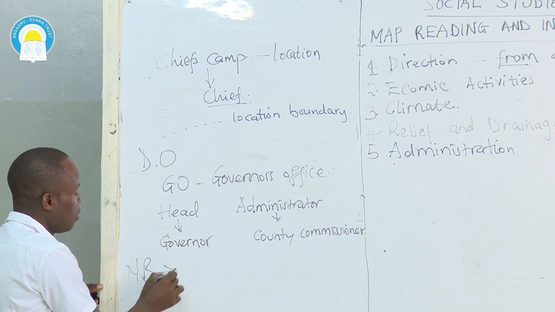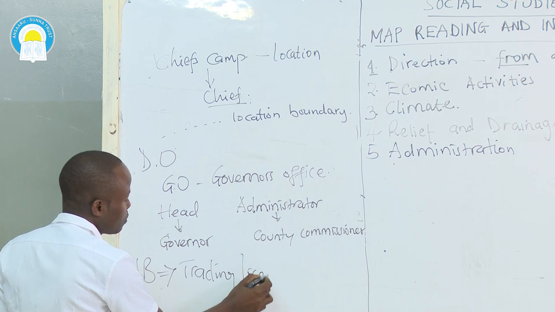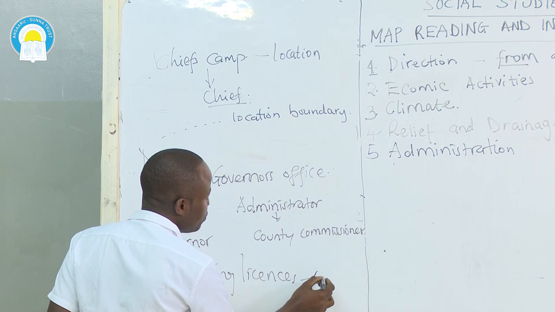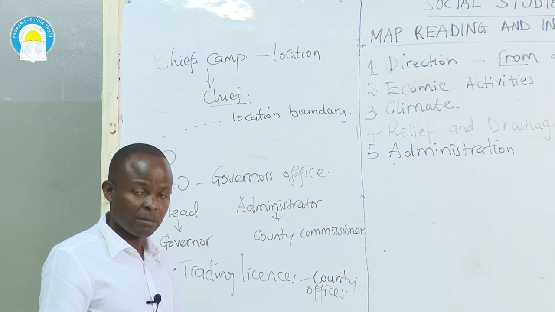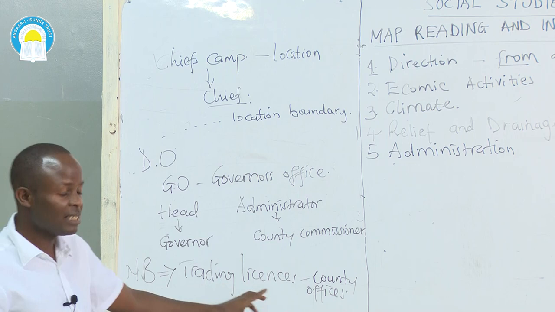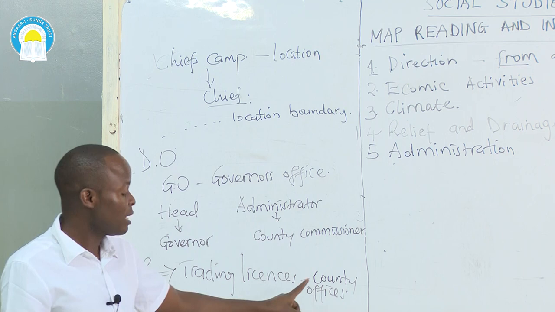All the trading licenses are obtained from the county offices. Very many pupils take police station. There is a police station, so they go for a police station to be giving the trading licenses, which is very wrong. Trading licenses are supposed to be given from the county offices.